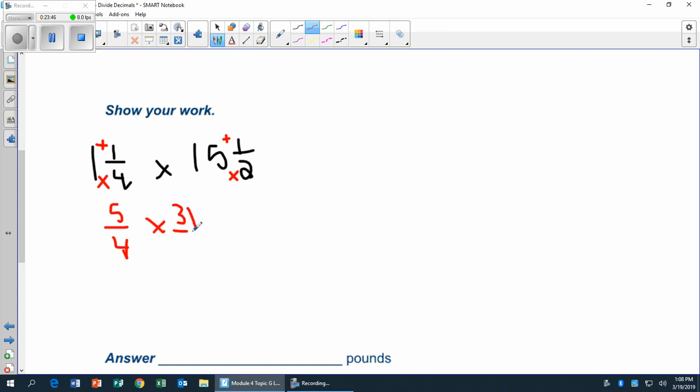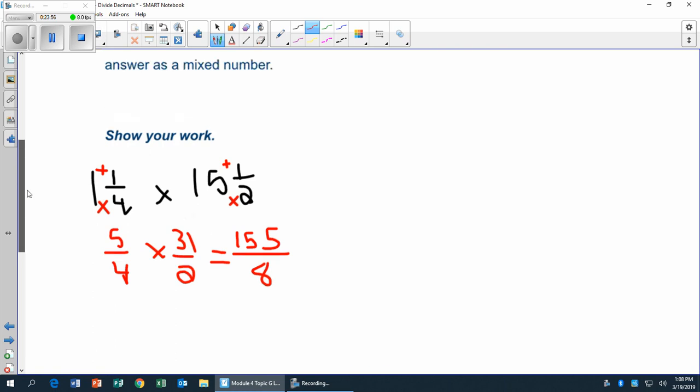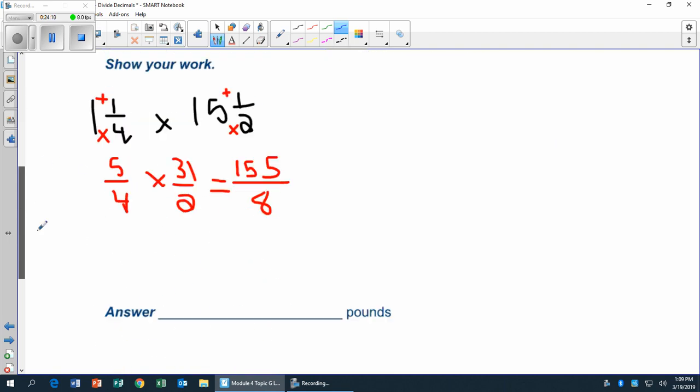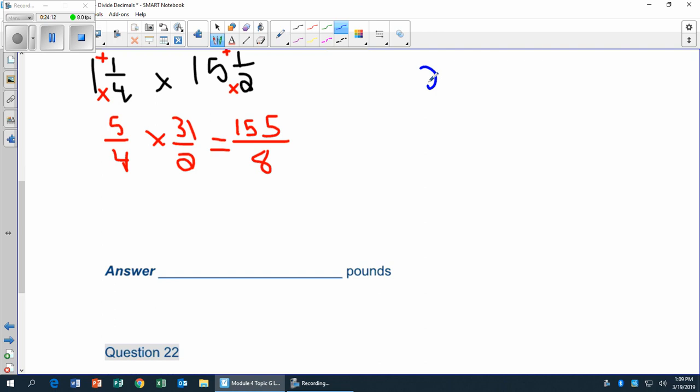And we're going to actually solve this one straight across. And we end up with 155/8. Now normally I would say turn it to a mixed number right away, but let's keep reading and see what they want us to do. They want 2/5 of this order to be green apples. What's the total amount in pounds of green apples? So we want to multiply our answer times 2/5.